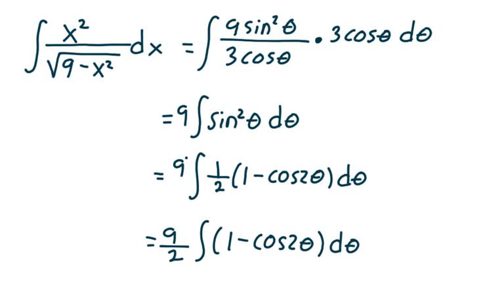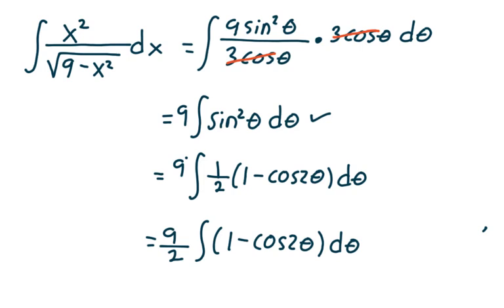The integral of x squared over the square root of 9 minus x squared dx is equal to the integral of 9 sine squared theta over 3 cosine theta times 3 cosine theta d theta. So I'm going to pull the 9 out in front, and then notice how these 3 cosine thetas end up disappearing. And so I get 9 times the integral of sine squared theta d theta.